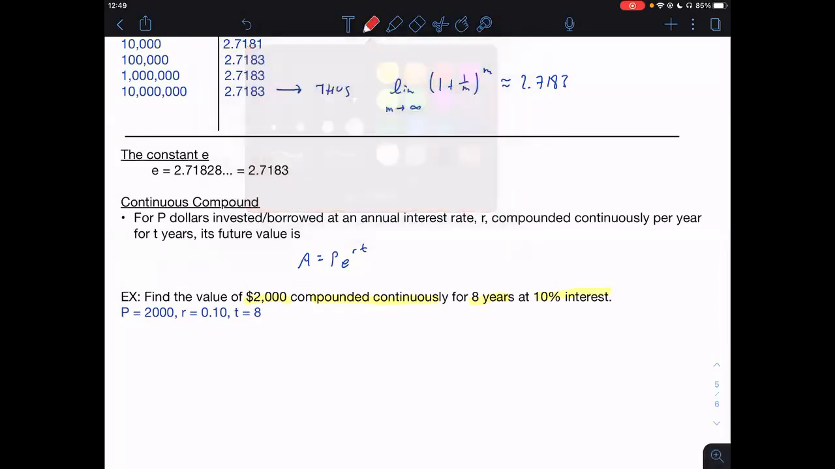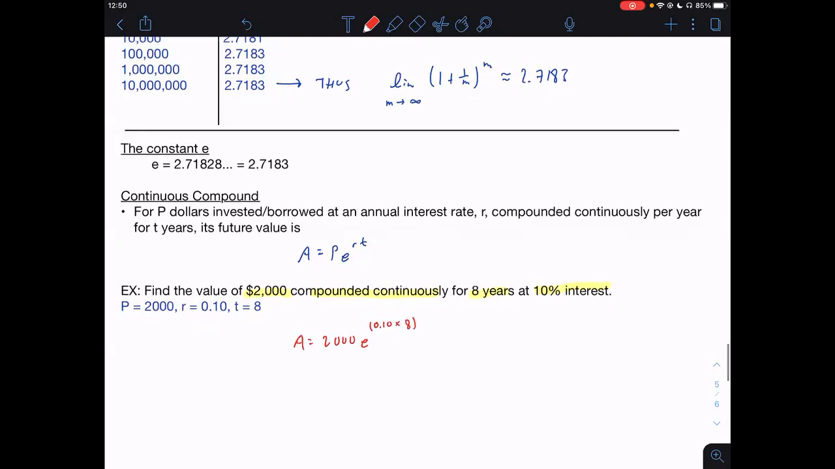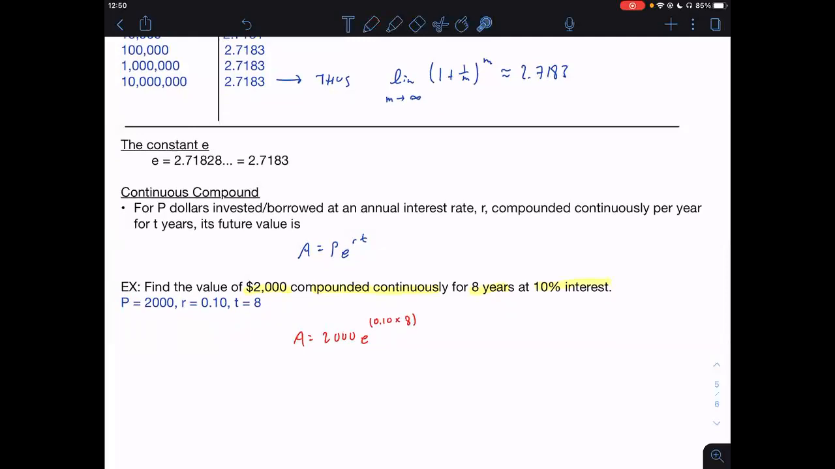Okay, so using these 3 numbers, plug them into our equation, which goes A equals P, which is 2,000, times E, where E is being raised to our interest rate of 0.10, multiplied by T, which in our case is 8. Now, you can substitute if you want. You can plug in 2.7183 for E, or we can also make this calculation using our calculators directly.